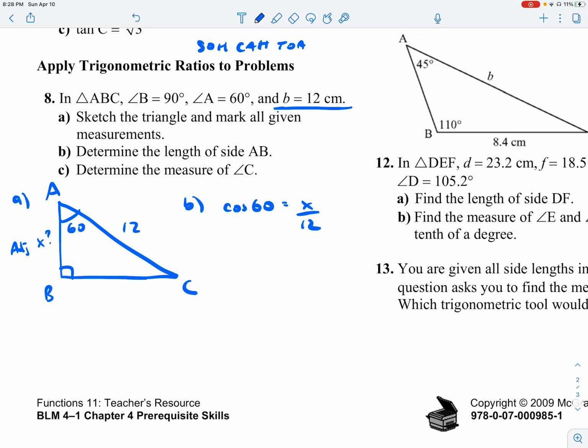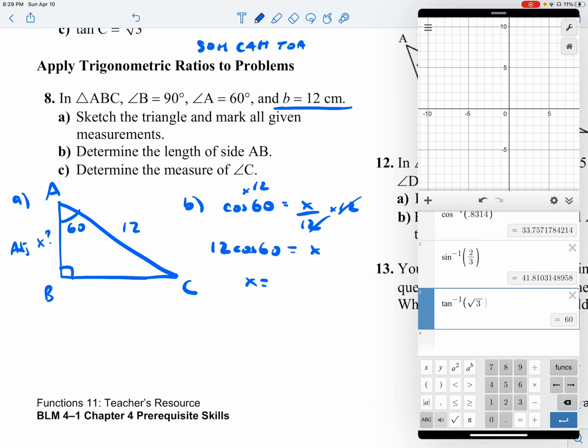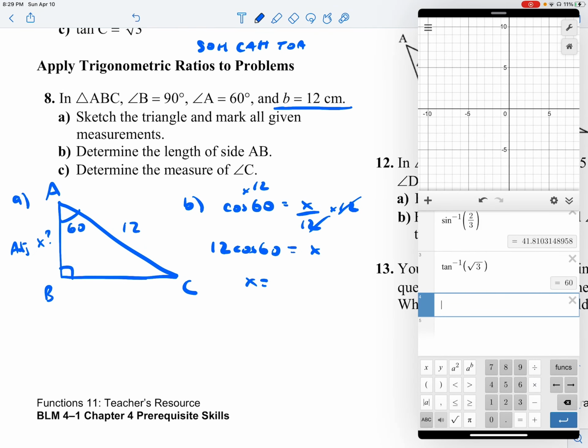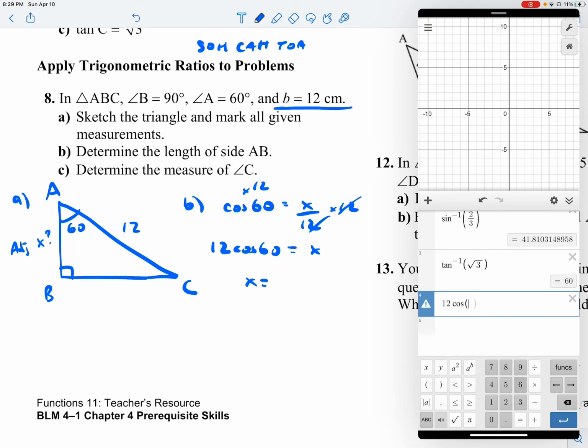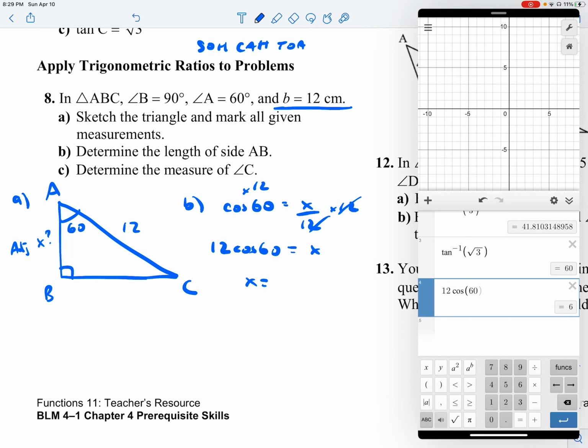So let's find x. Let's multiply both sides by 12. Remember, don't multiply the 60 by 12. You have to multiply cos of 60 by 12. So I like to write that 12 in front, and you can put it in that way in your calculator. So 12 cos of 60, and we got 6.